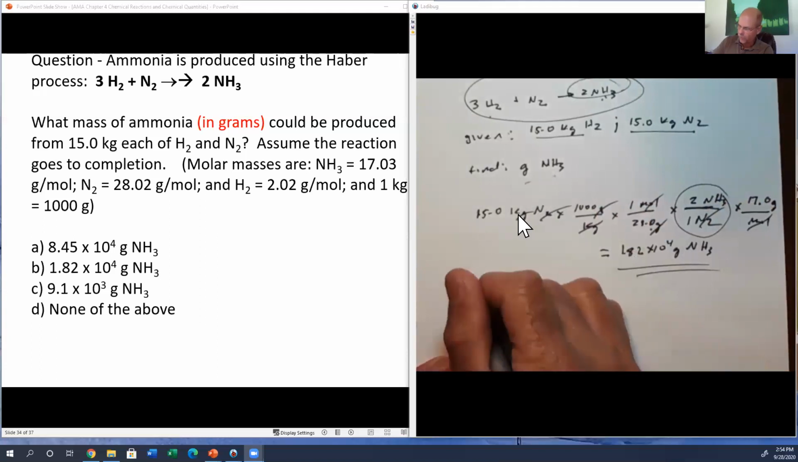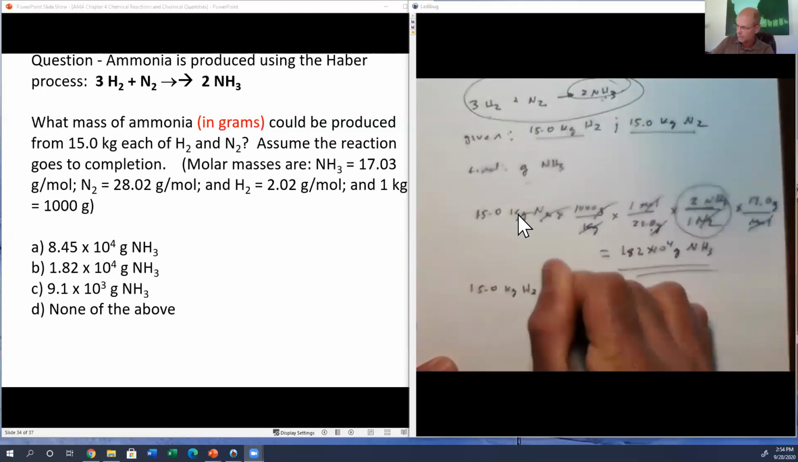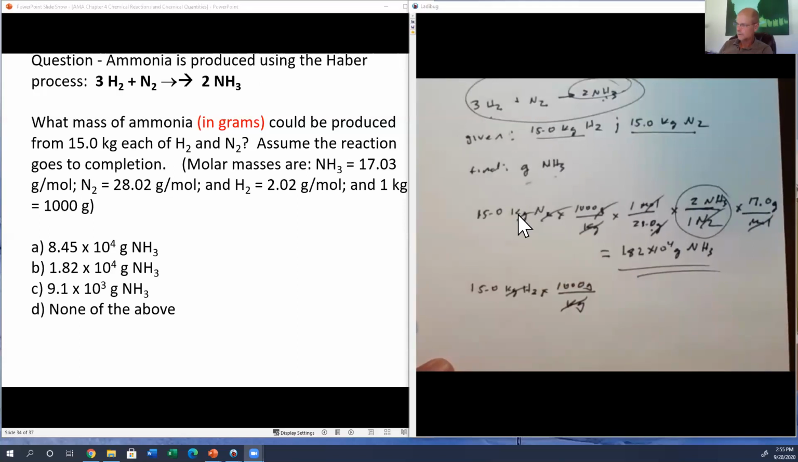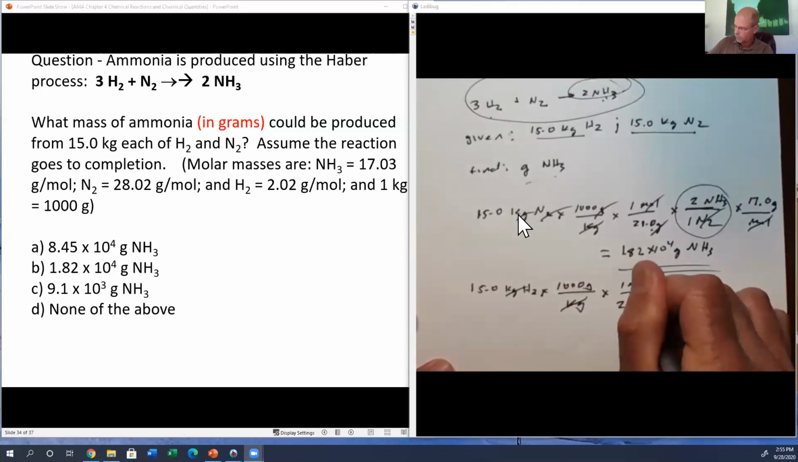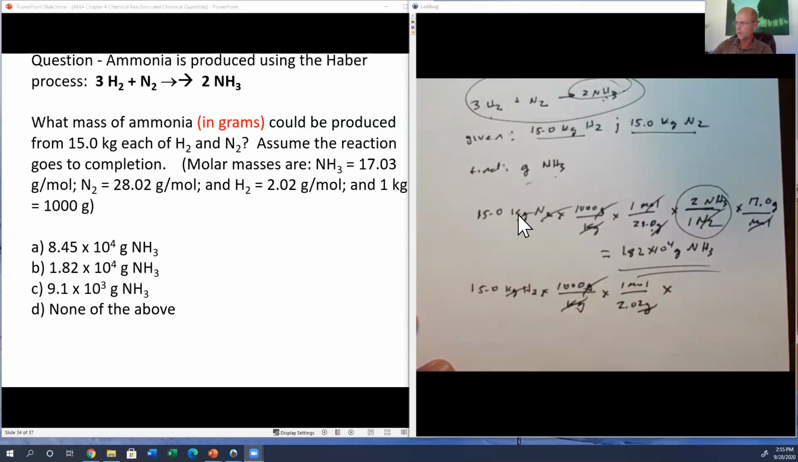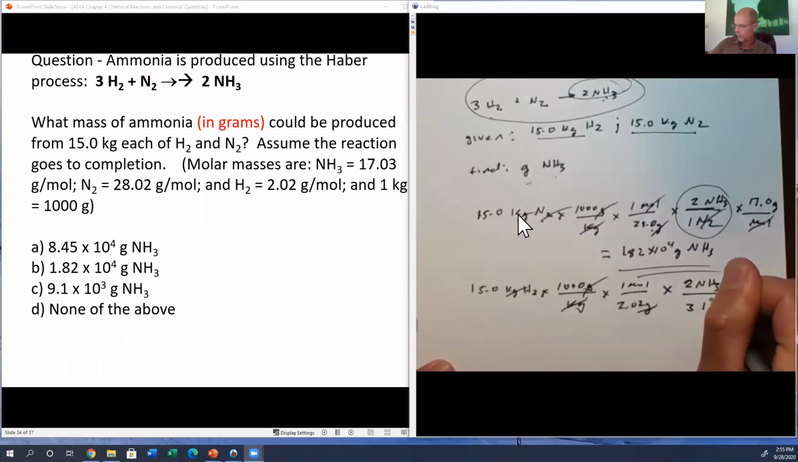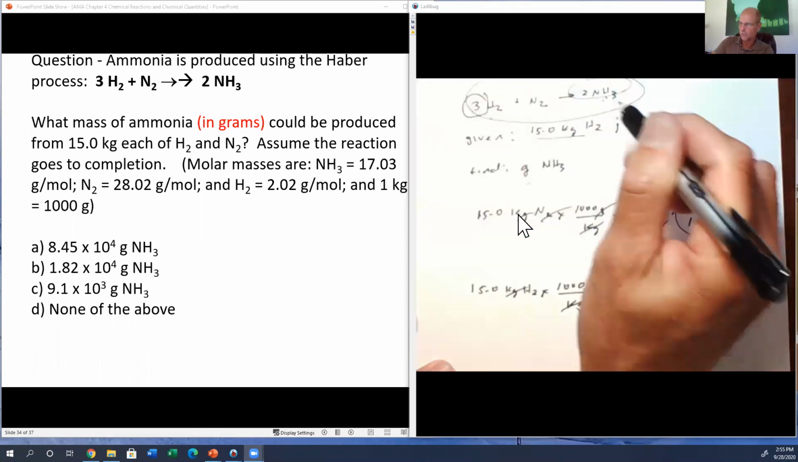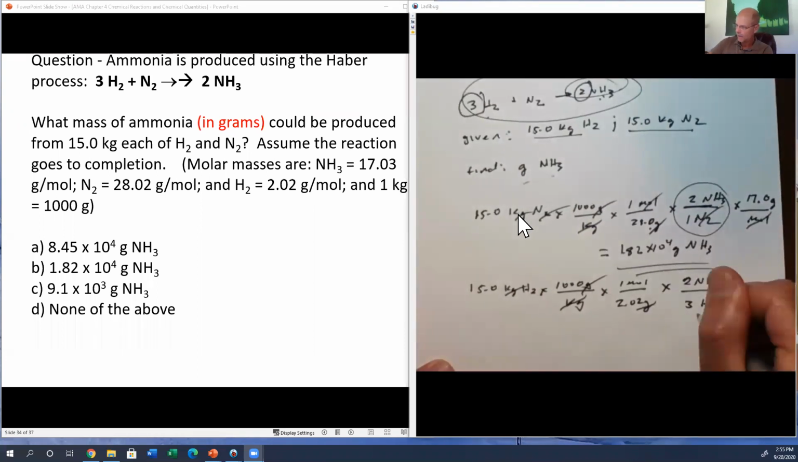And then for the hydrogen, 15.0 kilograms of hydrogen, again, I'm going to convert to grams. That cancels. And then I'm going to convert to moles: 1 mole over 2.02 grams. And that cancels. Now I have moles of hydrogen, and now the ever important conversion factor from the equation. What should my conversion factor be here? Anybody? 2 moles of ammonia over 3 moles of hydrogen? Exactly. Again, why? Because for hydrogen, the coefficient is 3. For ammonia, it's 2. So I just take that ratio right from the balanced equation, and again, the hydrogen cancels.